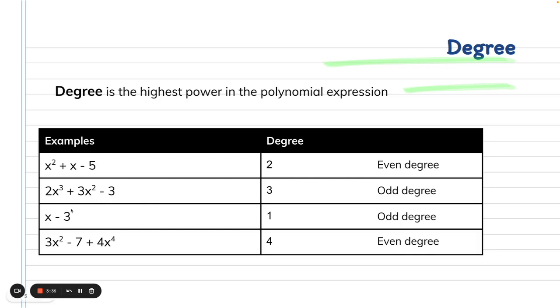For this one, there's an invisible 1 here as the exponent, so the degree is still 1, and it's not 0. Last example, 3x to the power of 2 minus 7 plus 4x to the power of 4. We would choose degree 4 because it is the highest.